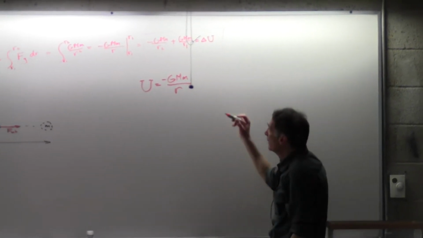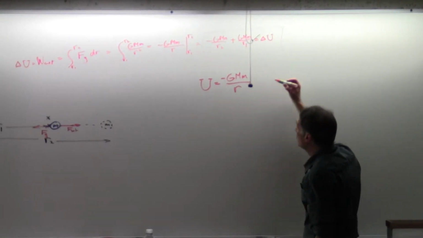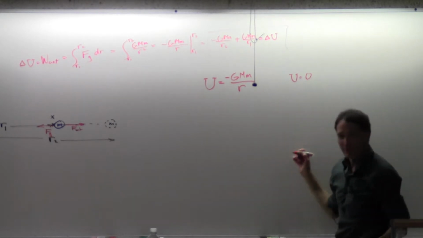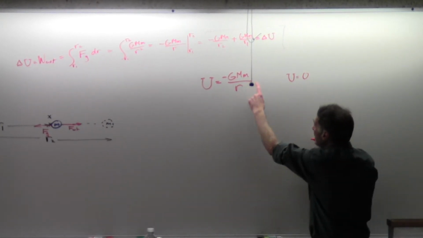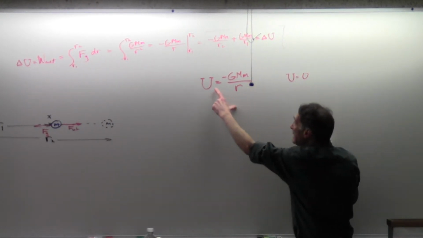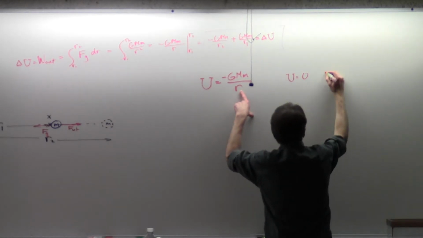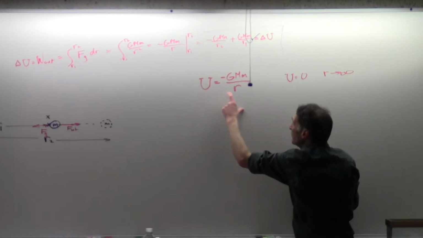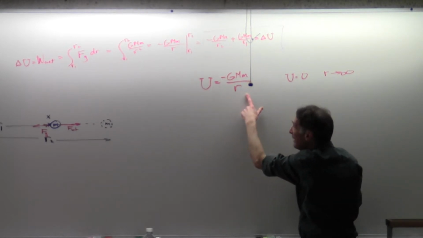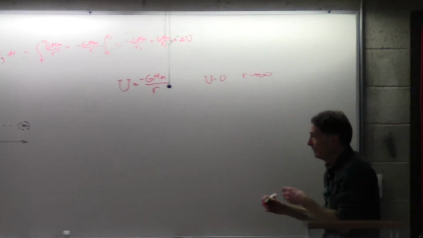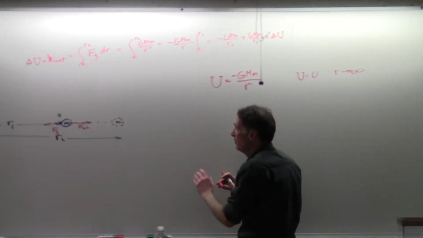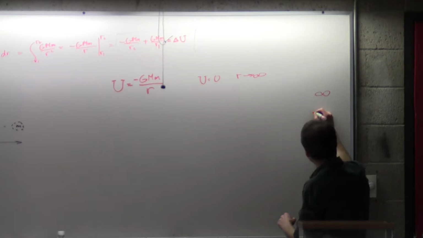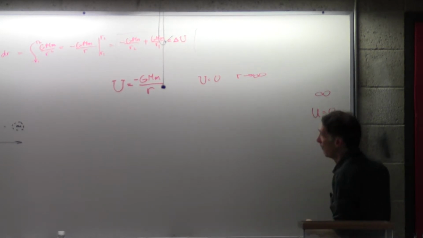Now, where would U0 be? Francis hit it here: when R approaches infinity, what's going to happen to this term? Isn't that going to go to 0? So in terms of the math, the most convenient thing for us to do is define that way out here at infinity, the potential energy is going to be 0.